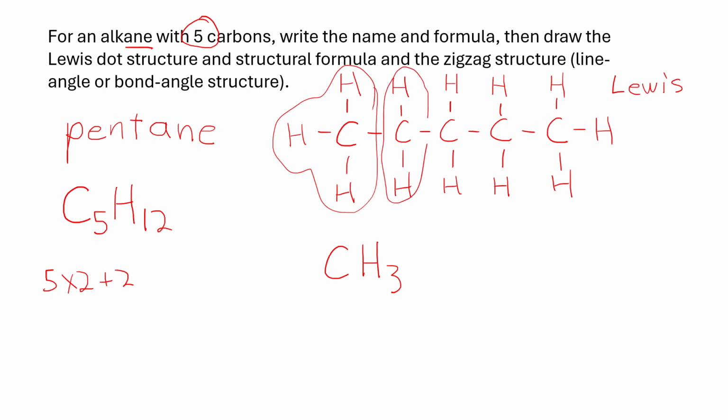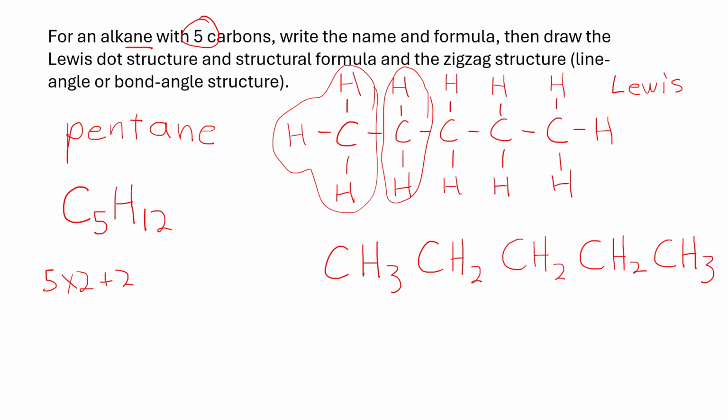The next carbon has 2 hydrogens attached to it, so I'll say CH2. The next carbon also has 2 hydrogens, so it's CH2. Same for the next one, CH2. And then finally that last one is CH3 again. The alkanes tend to have a whole bunch of CH2s in the middle.